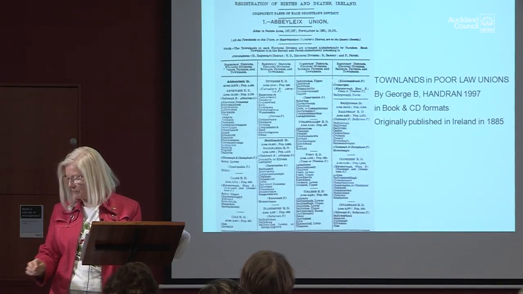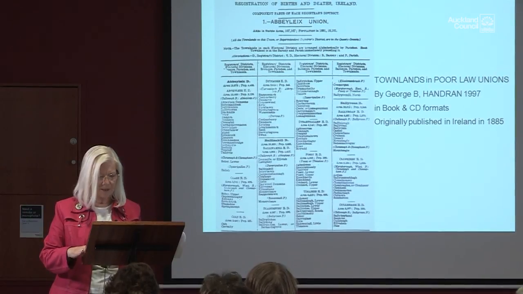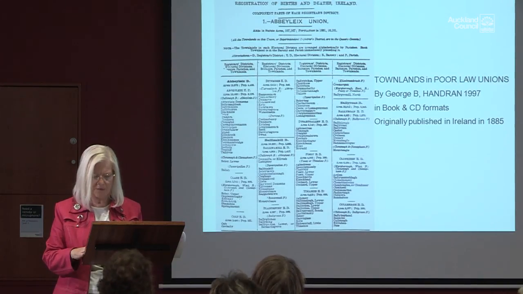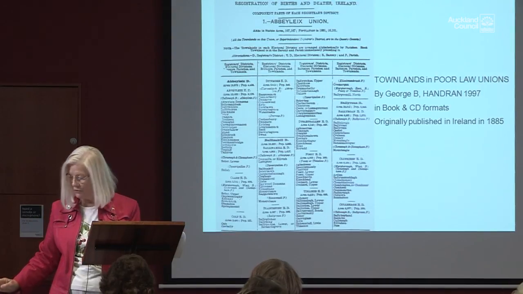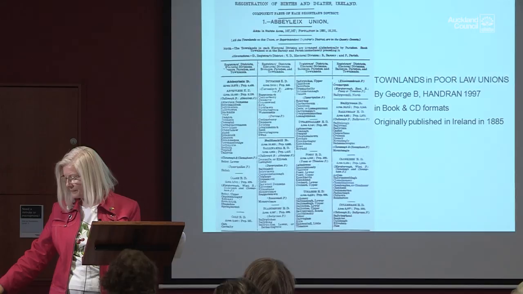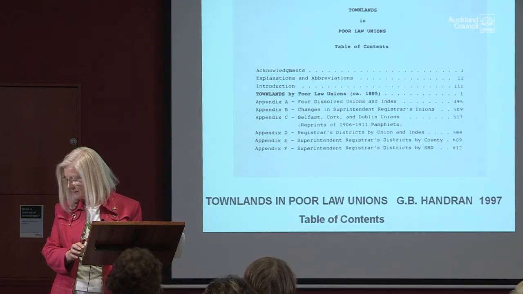Here we have the townlands and poor law unions. Now, this chap in 1997, George B. Handren, published a book, Townlands and Poor Law Unions. It was a reprint of a poor law union pamphlet that was initially produced in 1885 by the General Register Office in Ireland. It has an introduction and 6 appendices relating to Irish genealogical research. But this is what you would find in that particular book. It's on CD here in the library. That is the same book, but it's a table of the contents.